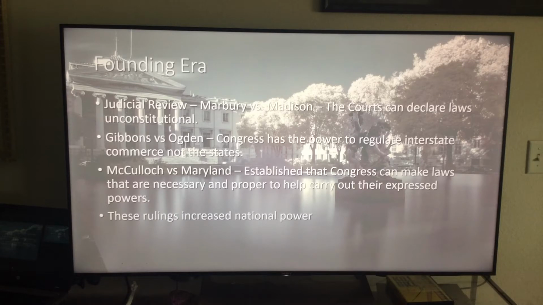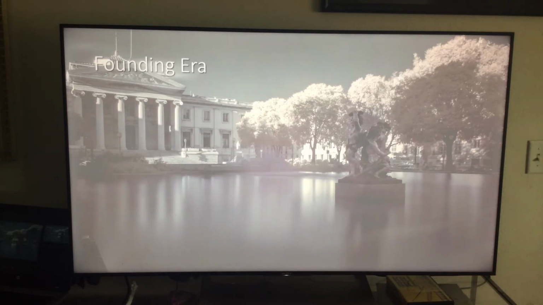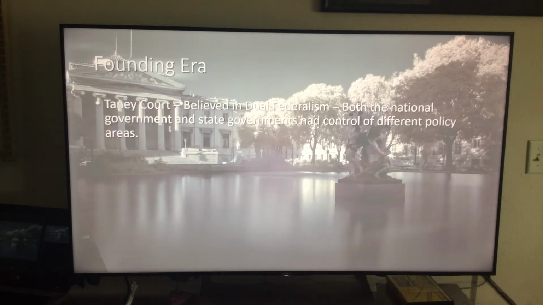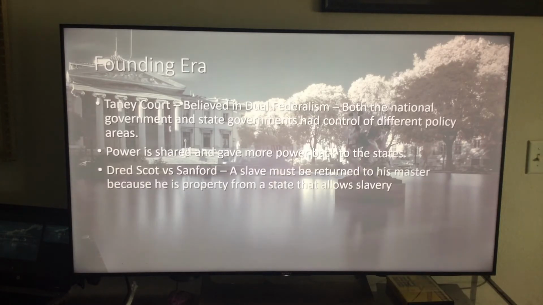When you look at these rulings, they increase national power. So these first few set of rulings, in this founding era, give more power to the national government versus state governments. Whereas the Taney Court believed in dual federalism, the national government and state governments work on different policy areas. Power shared and it gave more power back to the state. So those first few rulings give more power to the national government, whereas this ruling gives more power back to the state governments. Dred Scott versus Sanford.